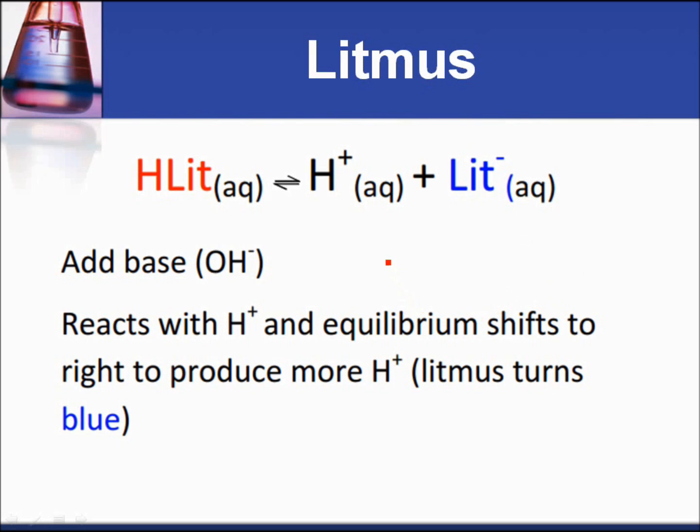So it dissociates to give H plus and the conjugate base, which is Lit negative. So what happens if we add OH negative, if we add base? Well, basically we get this equation here. The H plus and the OH negative react together to form water, H2O. And because we're using up the H plus, the equilibrium will shift to the right. So when it shifts to the right, what color do you see? Well, you see the blue color. So that's why when you put litmus in an alkaline solution, it's blue.